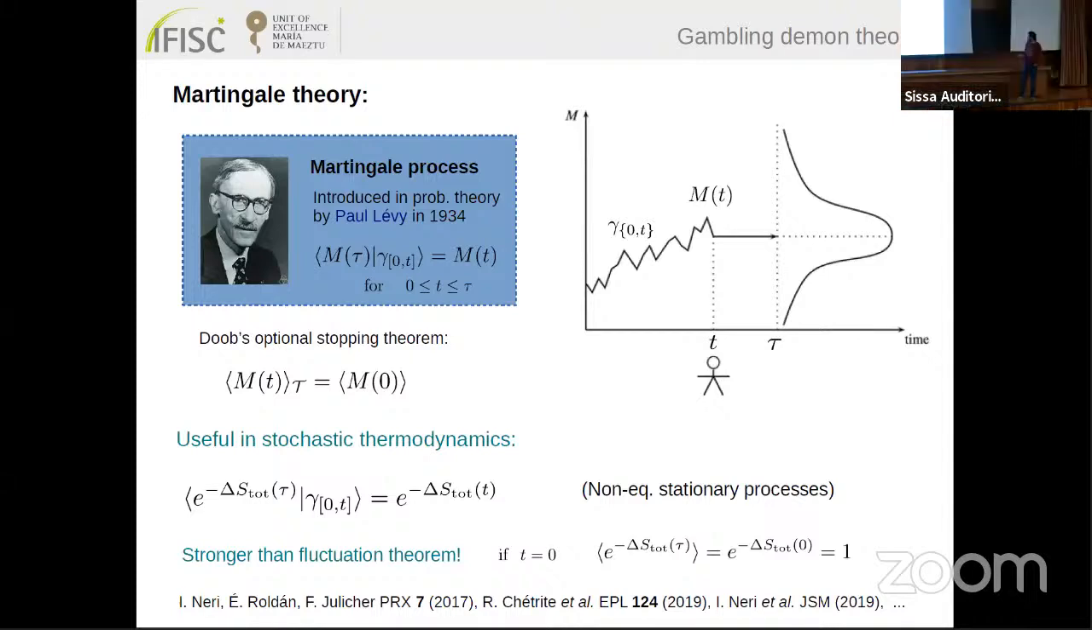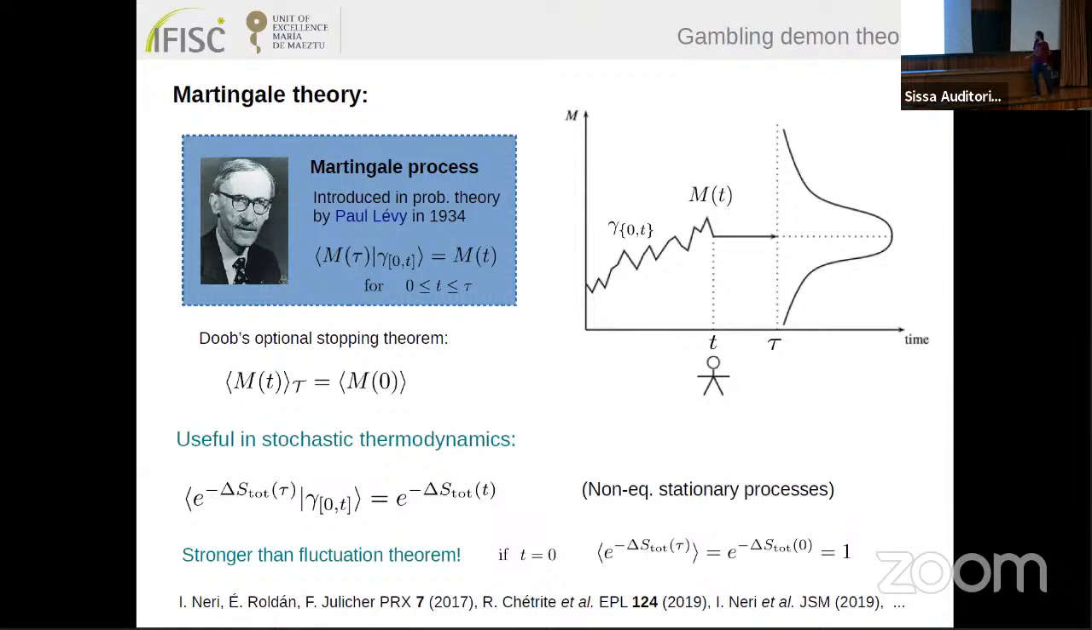And in particular, it has been pointed out that the exponential of minus the entropy production is a martingale in non-equilibrium stationary processes, which is this equality here. And I would like to recall that this is stronger than the usual fluctuation theorem for entropy production. Indeed, you can derive the fluctuation theorem by just taking t equal to 0, so that in the left-hand side we just have the normal average. And in the right-hand side, we get e to the minus the entropy production at time 0, which is 0, so we will get 1.